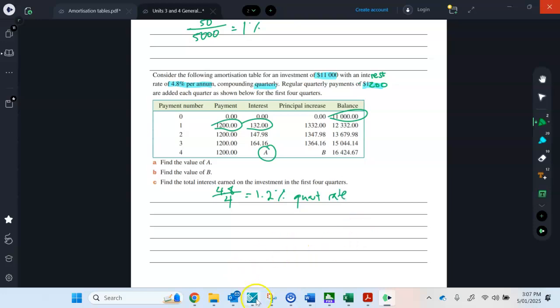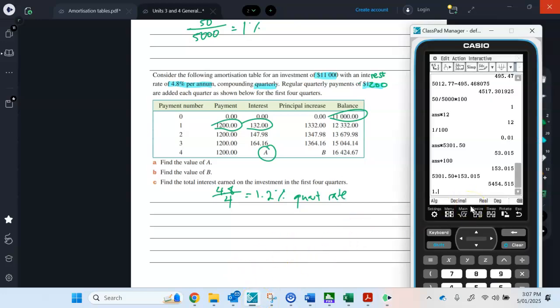So on our calculator, we're just going to take 1.2 over 100 just to change it from a percentage to a decimal, and we're going to multiply that by our previous value. So that's our amount of interest, $180.53. Then your principal increase, we just add on our repayment. Pretty easy.